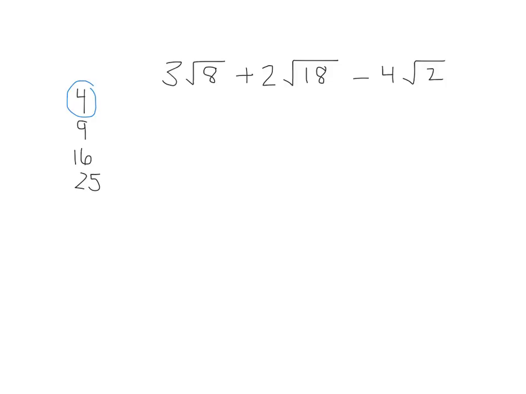So I can think of the square root of 8 as the square root of 4 times the square root of 2, because 4 goes into 8 2 times, with our 3 out in front.